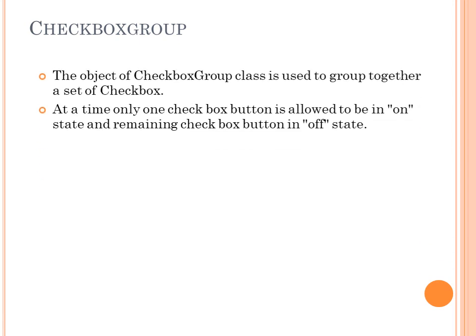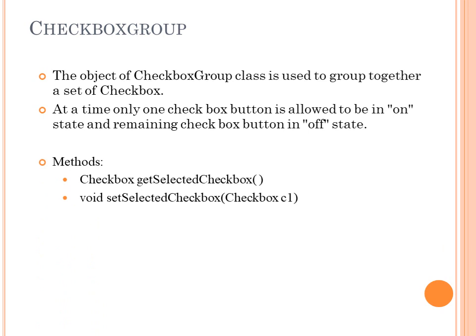Your next component is checkbox group. Now checkbox group is nothing but a radio button. Now we will see what you mean by checkbox group. The object of the CheckboxGroup class is used to group together a set of checkboxes. At a time, only one checkbox button is allowed to be on, while all the remaining checkboxes will be off. Means what? It is basically a radio button where you have to select either of the choices. Means in a checkbox you can select multiple options at a time, whereas in checkbox group you can select only one option at a time.